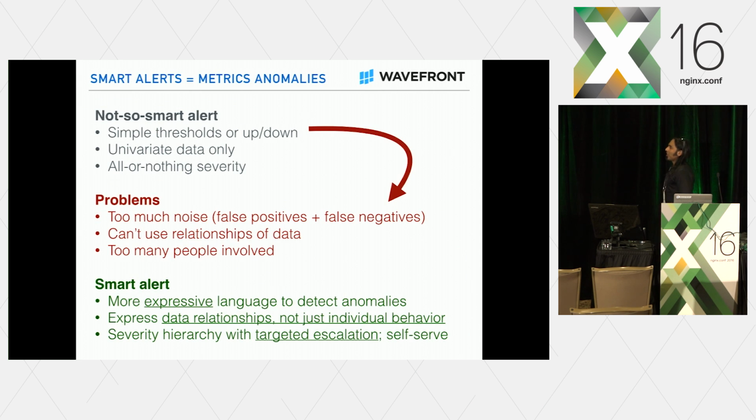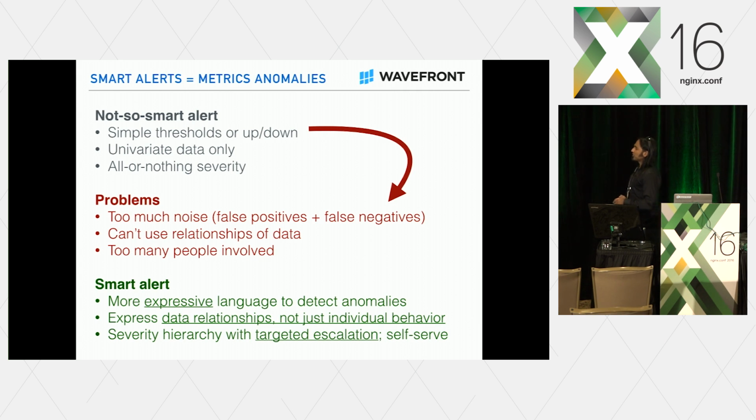So what characterizes alerts that are not so smart, right? Well, they have a very simple way of looking at the world. They have thresholds that divide good from bad. They tend to work on univariate data. They look at one data series at a time. And they tend to have all or nothing severity, right? Either something's firing or it's not. And the problem this causes is a lot of noise. There are a lot of false positives and a lot of false negatives.